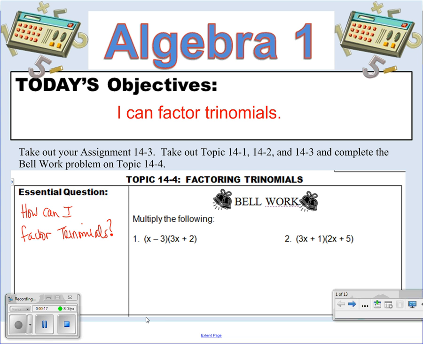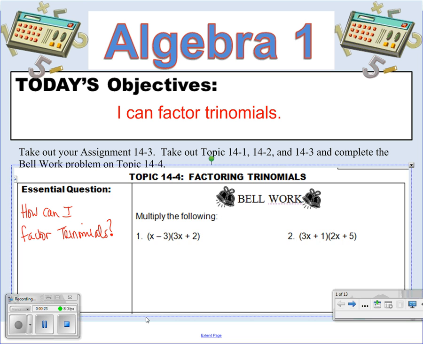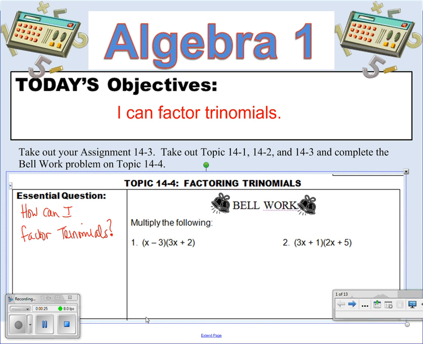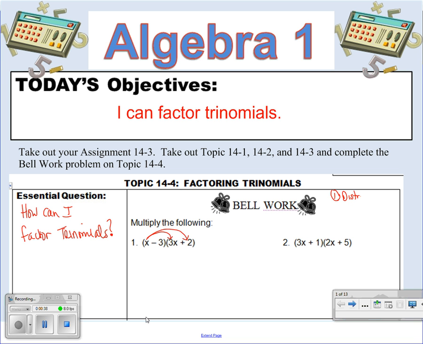to be, let's recall how to multiply. So when we multiplied, we took the first term in the parenthesis and multiplied every term in the second parenthesis by that first term. So our first step was to distribute. So we're going to distribute the first term.